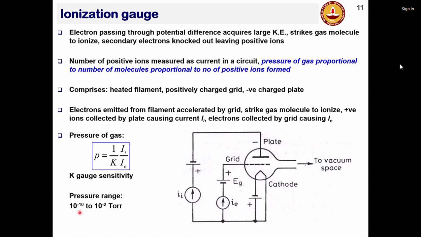Typically the ionization gauge is used for measuring ultra low pressure. You can compare this with the Pirani gauge, which starts at 10⁻⁵ torr, but the ionization gauge can go down to something like 10⁻¹⁰ to 10⁻² torr.